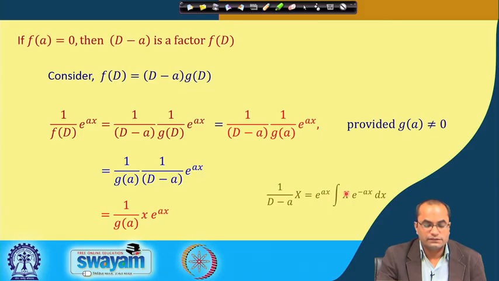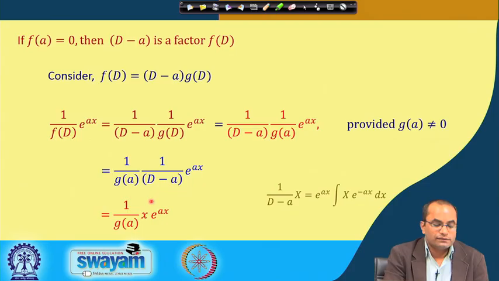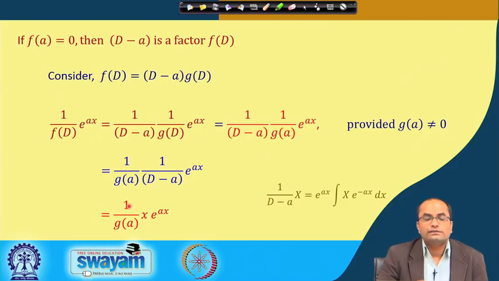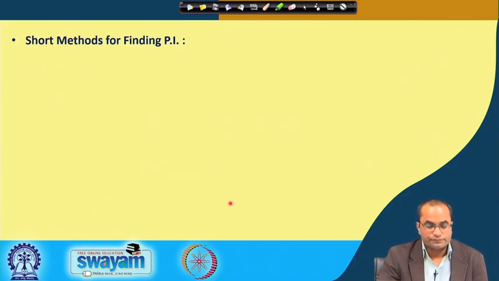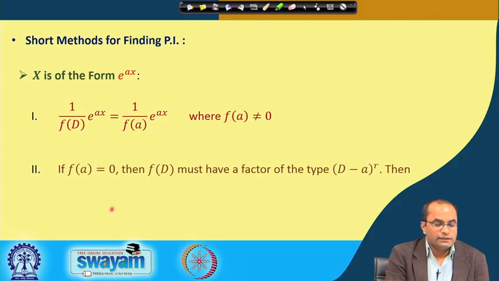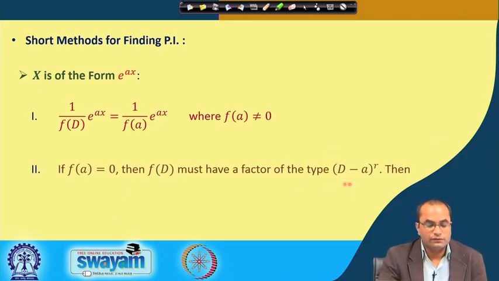So, instead of this X, we will now replace x e power ax. So, e power ax will get cancelled, we will have x there, and the integral of this x will be x square by 2. So, when this is square, we will get as a result x square by 2 e power ax, and we can generalize this further.